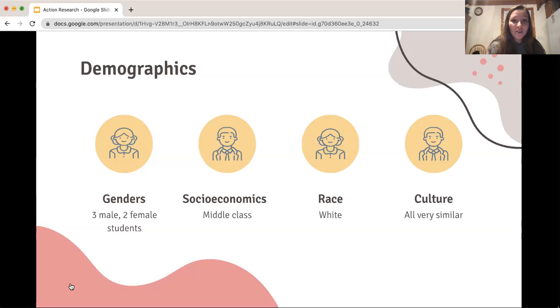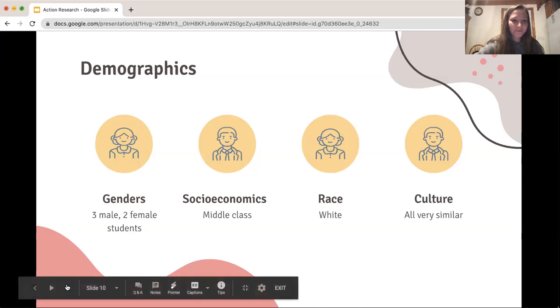So of those 5 students, 3 were male, 2 were female. They are all middle-class students. They are white, and their cultures are all very similar. And this is very true for my class as well. I have more boys in my class than I do girls. The majority of my class is middle-class socioeconomic status. I have a majority white class with, I think, four African-American students and 2 Hispanics. And they all share a very similar Southern culture.